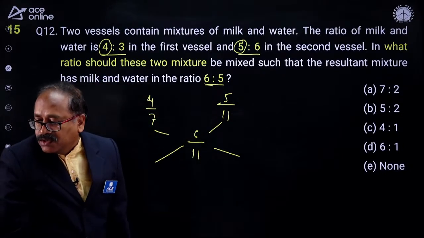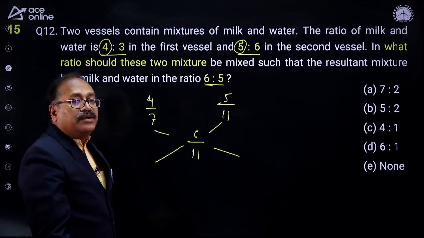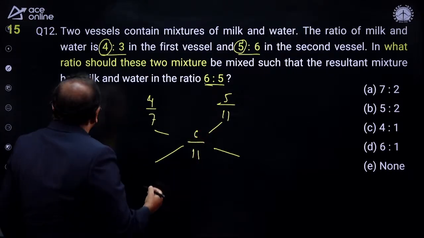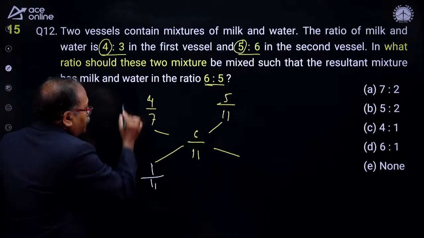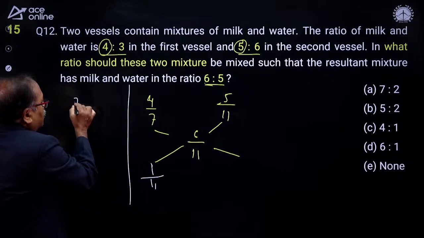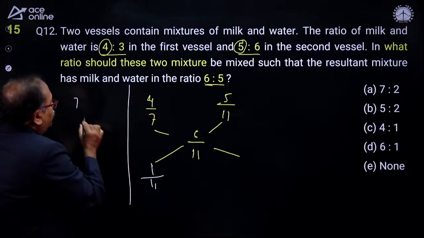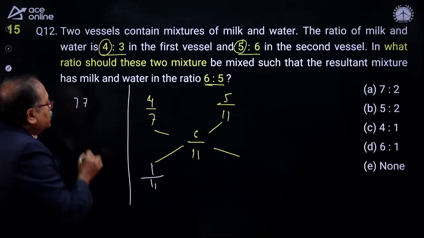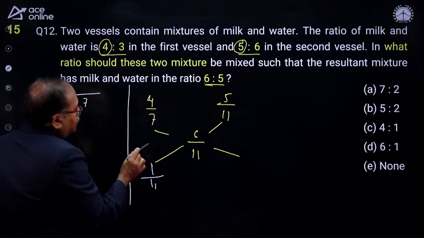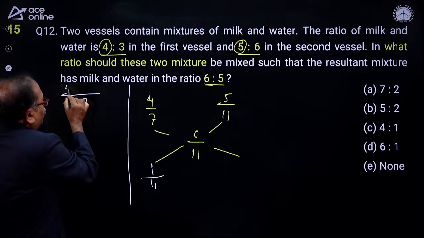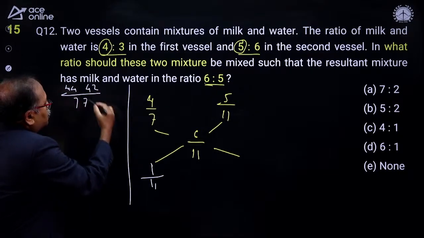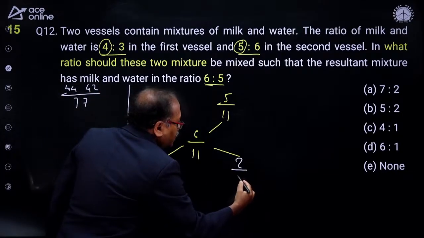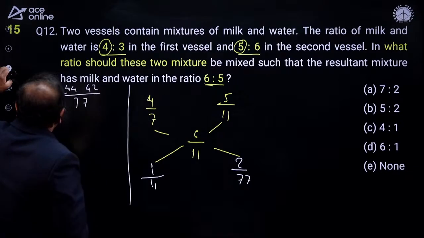Anyone answered it? Try, my friend. So 5/11 and 6/11, I know the difference will be 1/11. And if I want to take the difference between 4/7 and 6/11, then my LCM is 77. Here this is 11 into 4, 44, and here 7 into 6, 42. The difference is 2, so 2/77.